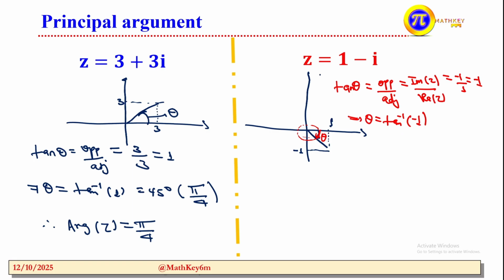which is analogous to tan inverse of 1, but the sign is negative. The sign being negative means it lies in the fourth quadrant, or it may be in the second quadrant. In both cases, second and fourth quadrant, tan theta is negative. Because of that, we take negative 45 degrees, or negative pi over 4. So the principal argument for this one is Arg z equals negative pi over 4. Still, it lies between negative pi and pi. We obtain such forms.